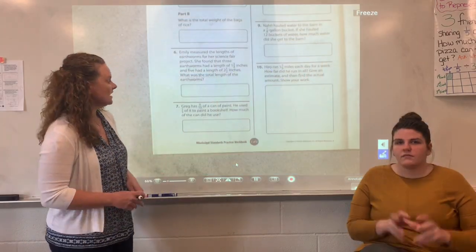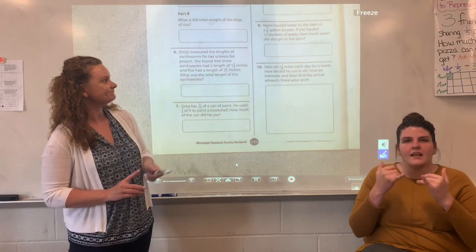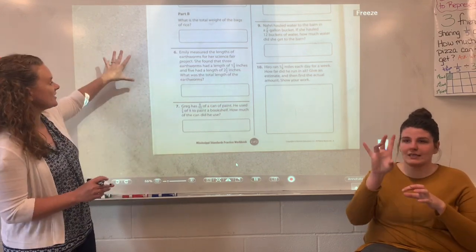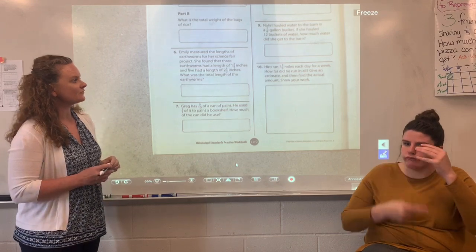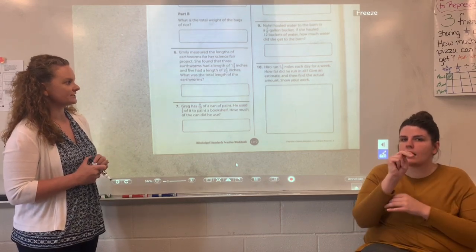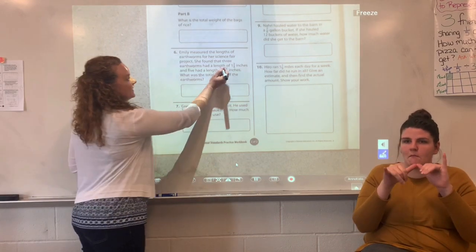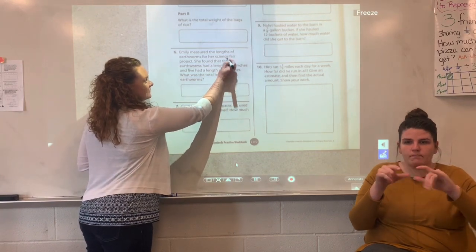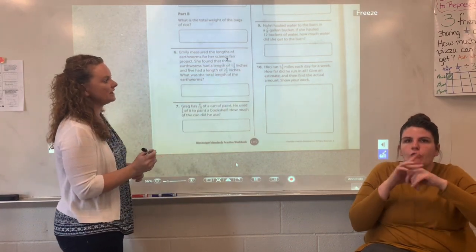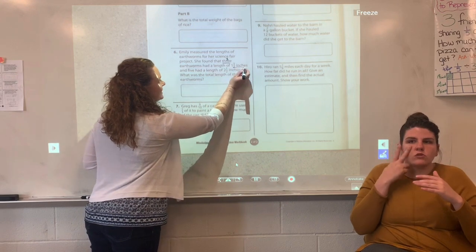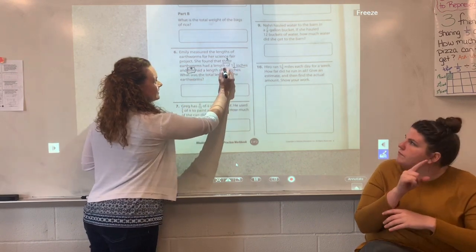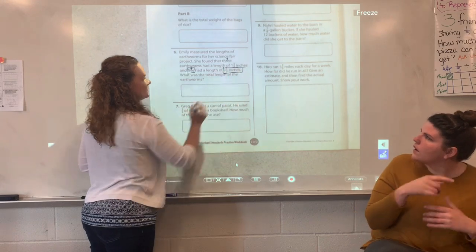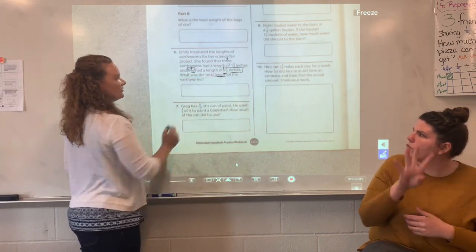All right, we're going to do 6, 7, and 10. Now 6 is a little bigger, so I have some space over here to work it through. Emily measured the lengths of earthworms for her science fair project. She found that 3 earthworms had a length of 1 3/4 inches, okay? And she found that 5 had a length of 2 1/2 inches. What is the total length of all the earthworms?